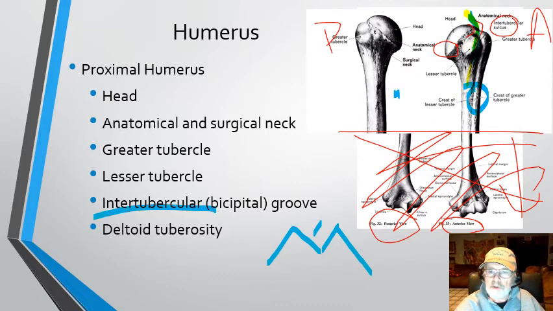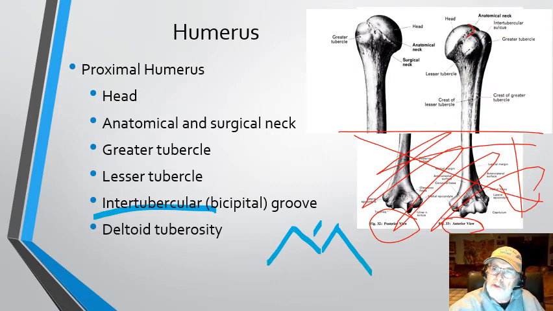Let's look at this a little bit closer, and go over this a second time. So now it's going to be even better for you because you can look at it a little bit closer. Again, here's the head. Here's the anatomical neck right there, and that's where the growth plate would be. Here's the surgical neck going in this way, surgical neck going in that way. Here's the greater tubercle right here.